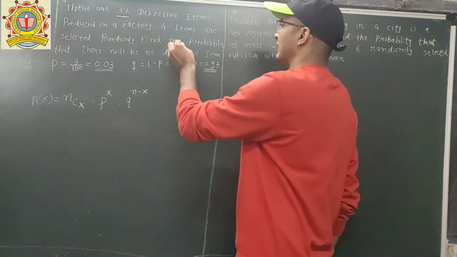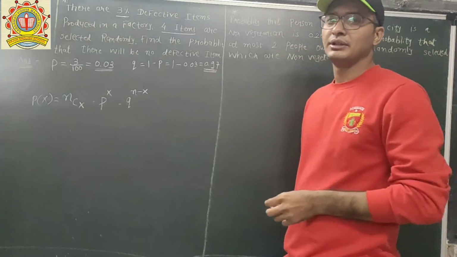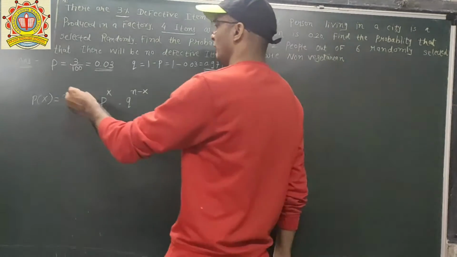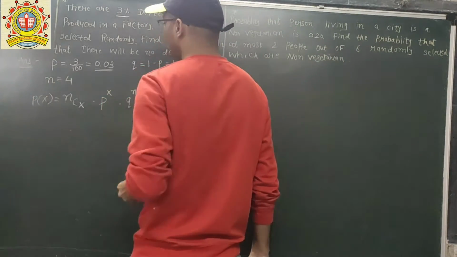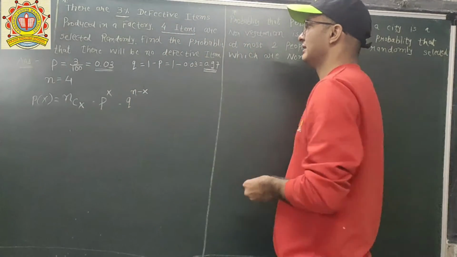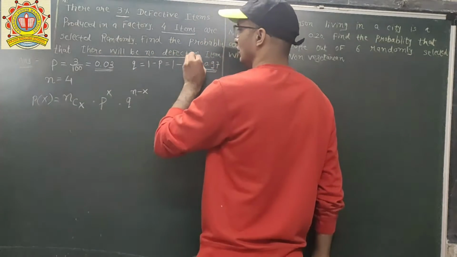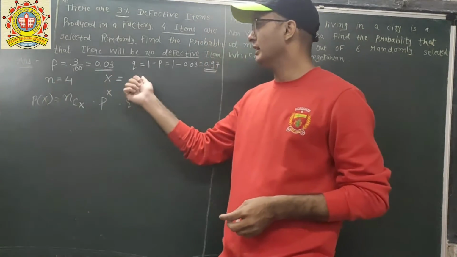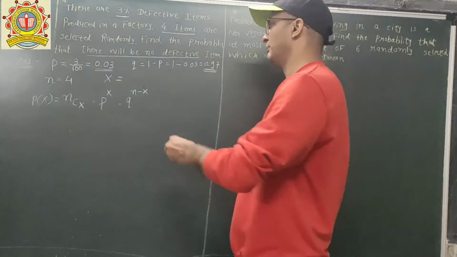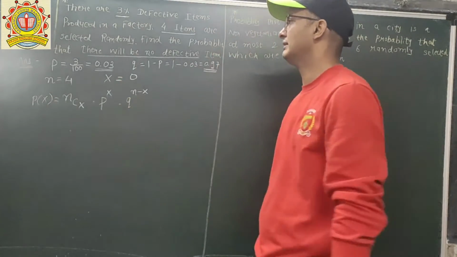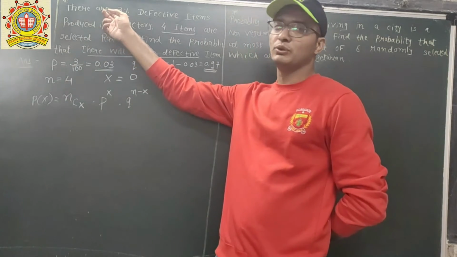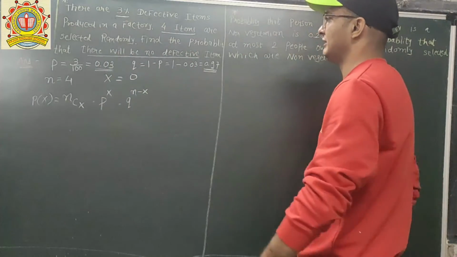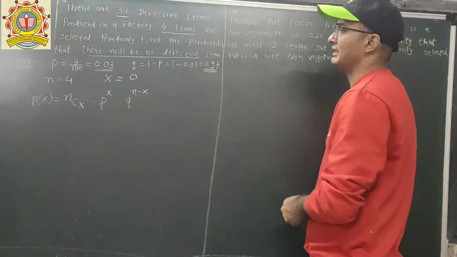There are 4 items selected randomly. Means the total number of selections is 4. Out of this selection, we have to find the probability that there will be no defective. No defective means X is 0. Once again, the probability provided is 3%, so 3 divided by 100 is 0.03. Q is equal to 1 minus P, 1 minus 0.03 is 0.97.